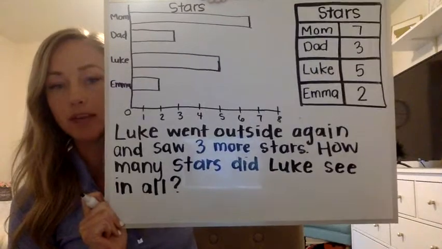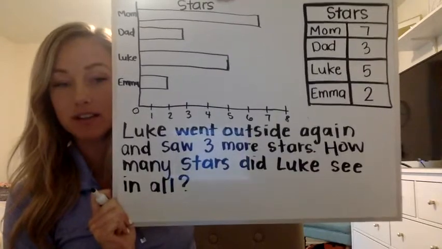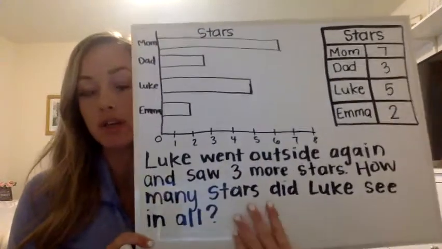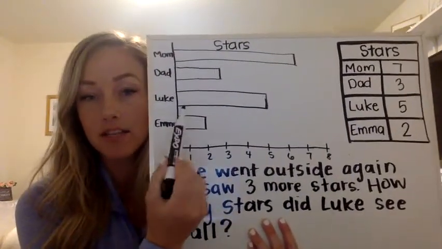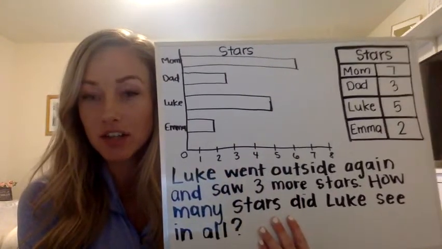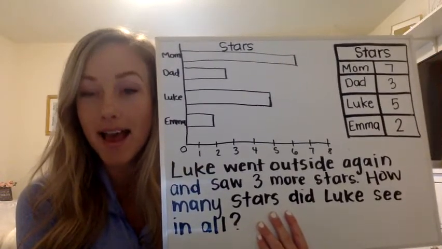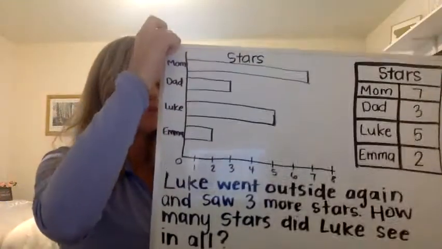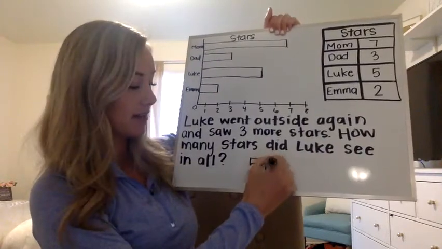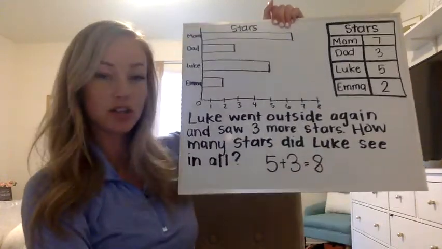So it says, Luke went outside again and saw 3 more stars. How many stars did Luke see in all? Okay, so we have to look at our graph to know how many he saw at first. How many stars did Luke see at first? He saw 5. And then he went outside again and he saw 3 more. So that means we're going to add the new ones that he saw. Okay, so at first he saw 5, and then he saw 3 more, so we're going to add 3, which means that altogether Luke saw 8 stars.